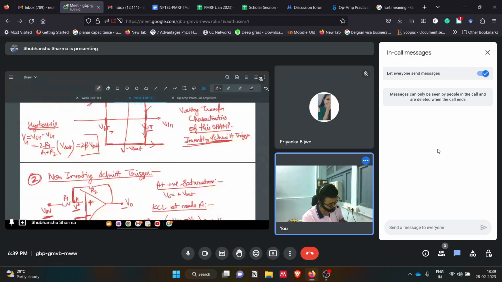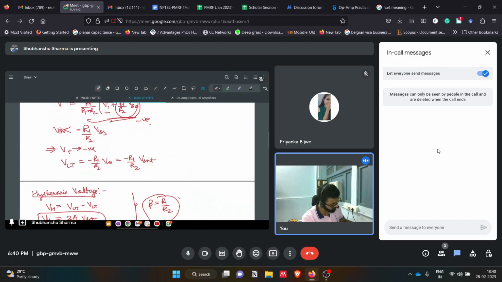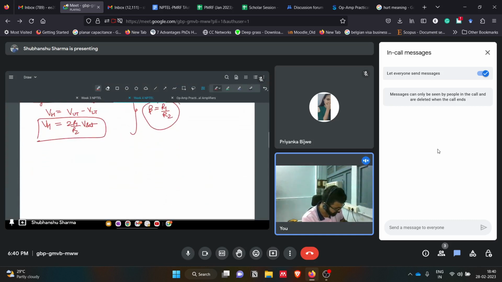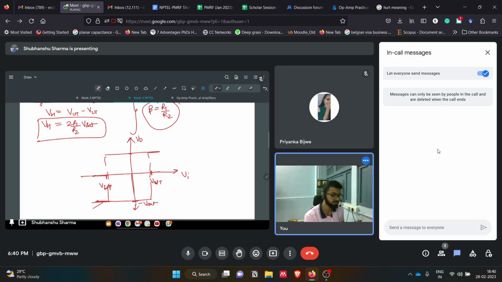So this we saw for the inverting Schmitt trigger and non-inverting Schmitt trigger. Now if we talk about the voltage transfer characteristics of the non-inverting Schmitt trigger, this is V output, this is V input, this is V lower threshold, this is V upper threshold. Since this is non-inverting, for input values lower than the lower threshold we'll get the low output voltage, that is minus V saturation, and for input voltages greater than the upper threshold we'll get high output, that is plus V saturation. So it is like this. Okay.